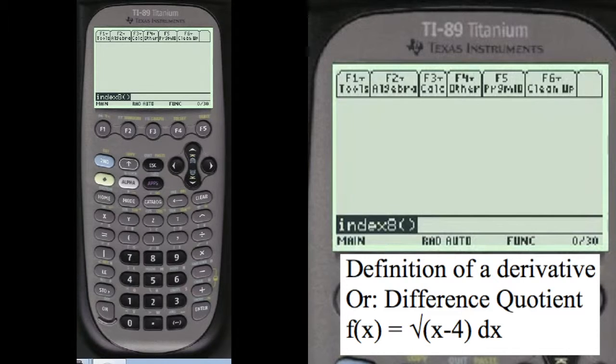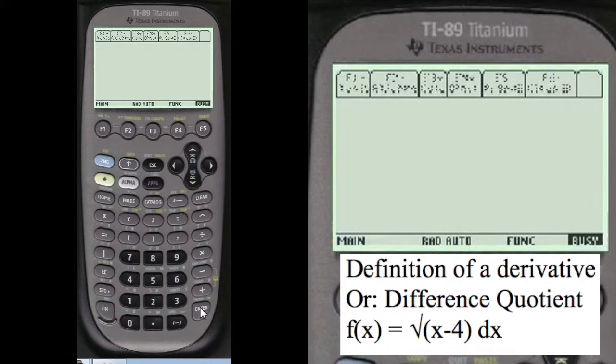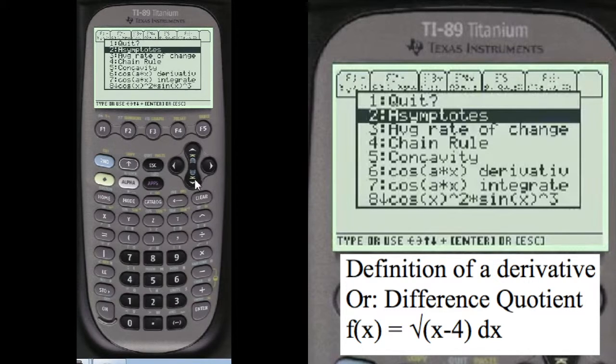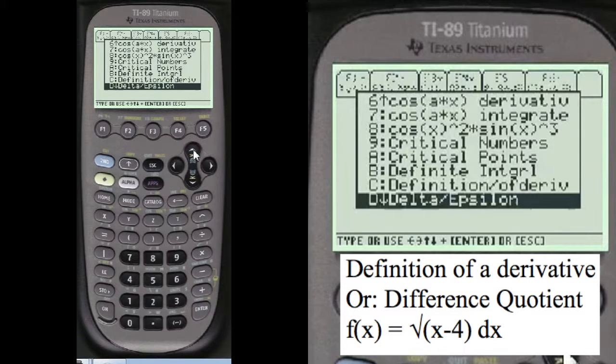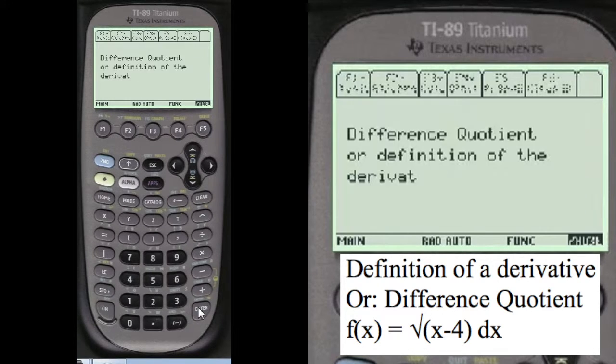I'm going to do a definition of a derivative or difference quotient problem right now. Let's do it. Index 8 to get to my menu. I'm going to scroll down to definition of a derivative. There it is there.